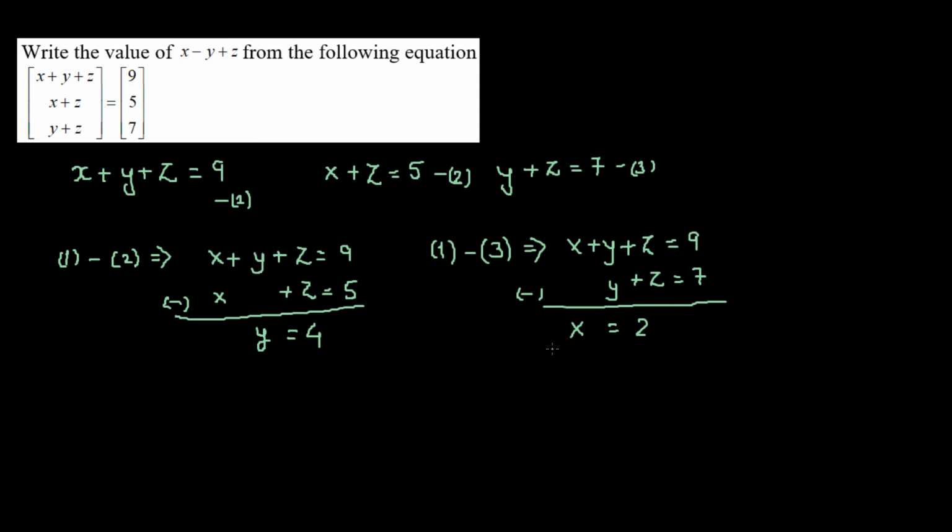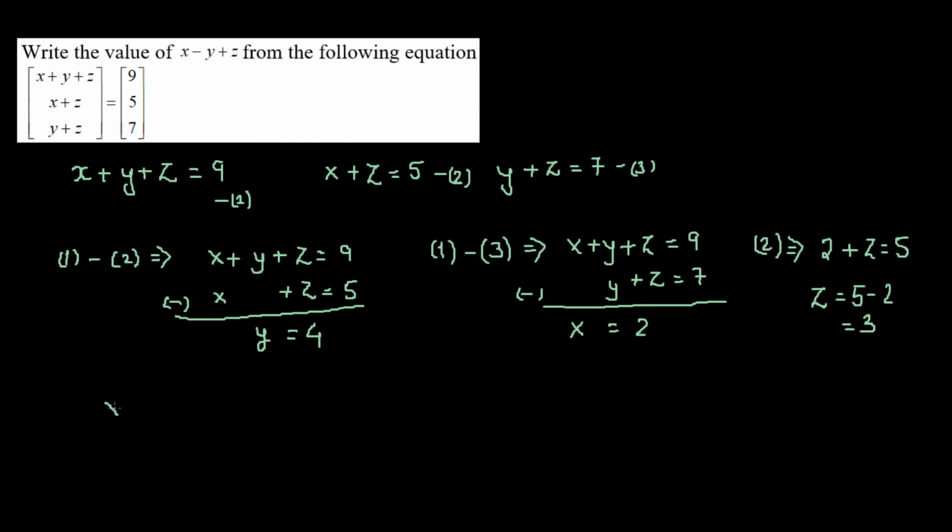And we plug this value into equation number 2, and that will give us the value of z. So equation number 2 gives us 2 plus z is equal to 5. So we have z is equal to 5 minus 2, and the value will be 3. So now we have all the three values.